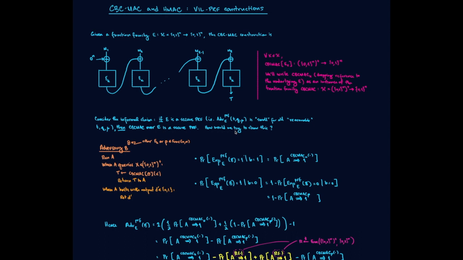CBCMAC is not seen in practice directly, but there are variations that we'll cover today that are in fact used in financial standards and other places. So these are the two constructions of variable input length PRFs we're going to consider today.